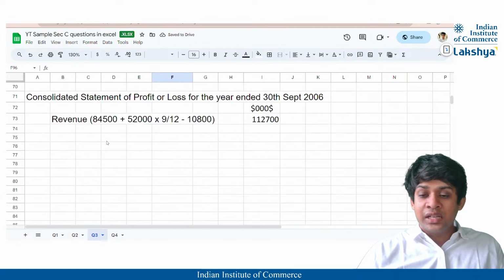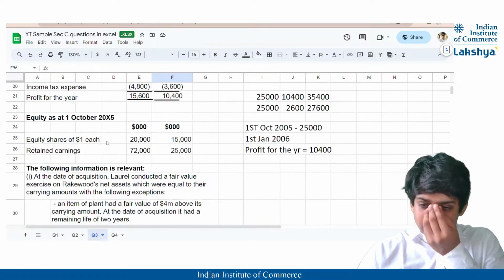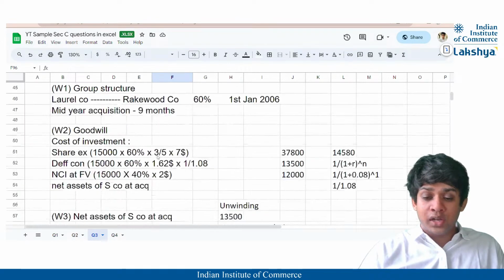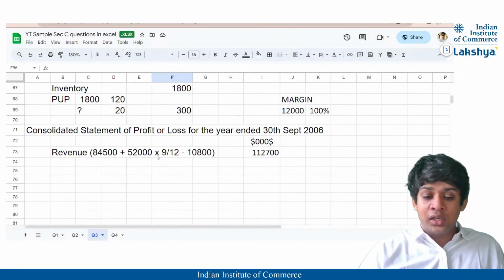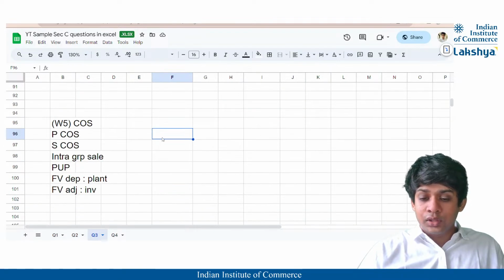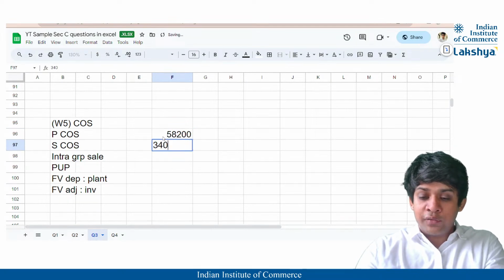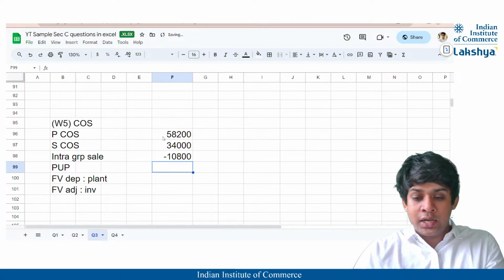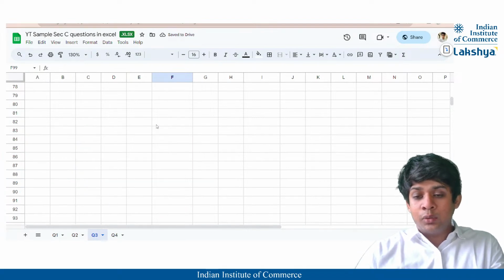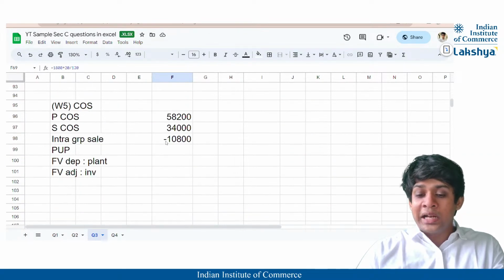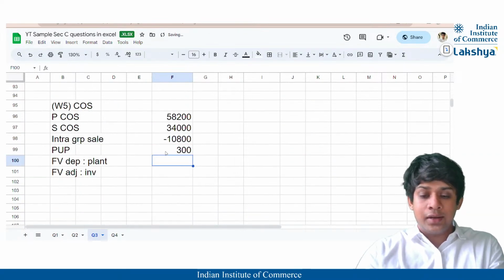So P's cost of sales is how much? P's is 58,200 and Rakewood Companies is 34,000. So 58,200 and also 34,000. The intra-group sale was nothing but 10,800, that I'll deduct. The POP that we calculated was, I guess, 300. Yeah, POP is calculated as 300. So that will be added to the cost of sales.